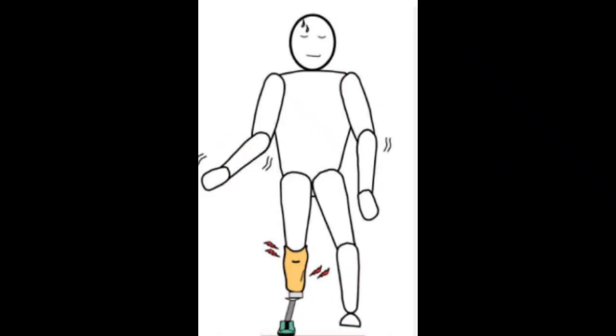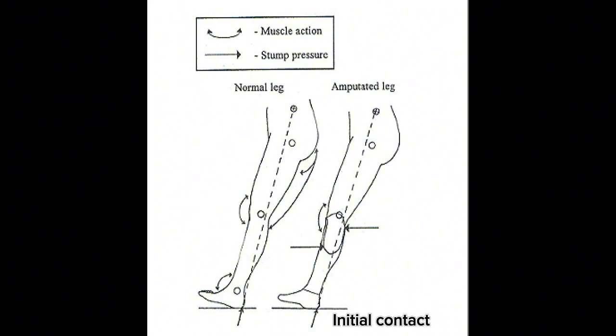How the ground reaction force works in prosthetic legs. Shortly after heel strike, in normal gait, the action line of the ground reaction force passes behind the knee joint, causing a knee flexion moment. The knee extensors act to control the amount of flexion.